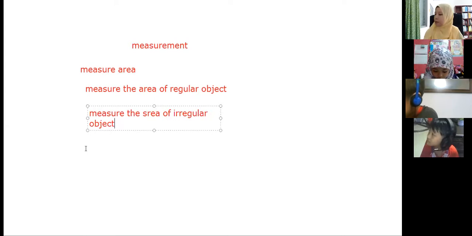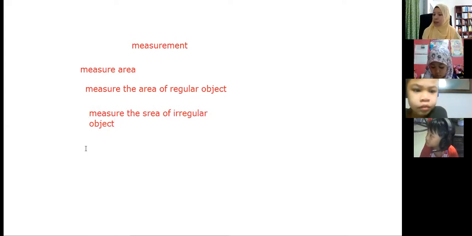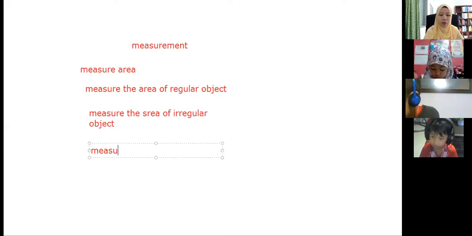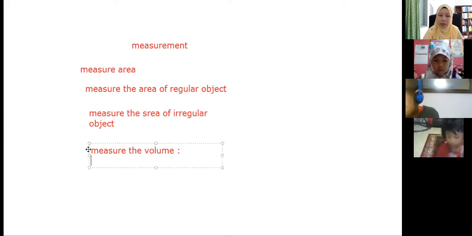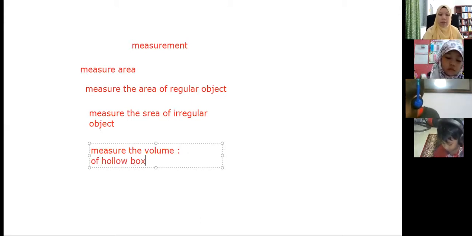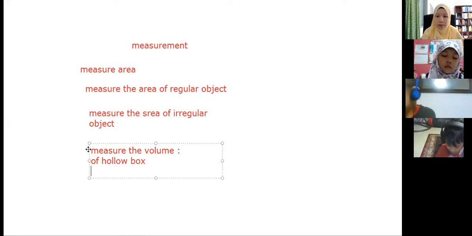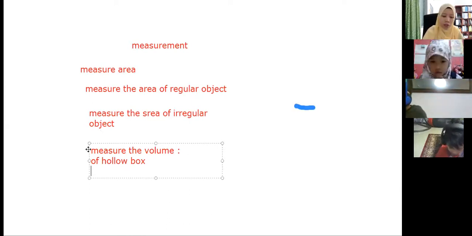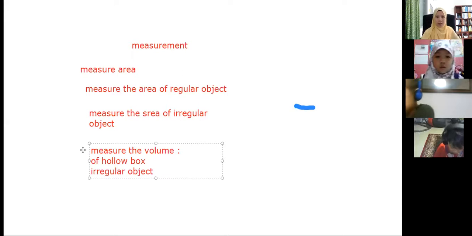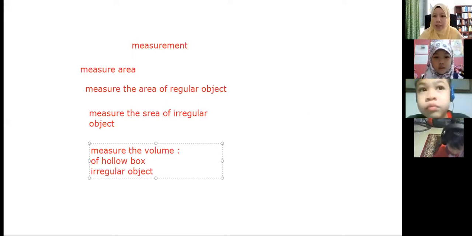Next, you have learned about what? How to measure the volume. Volume apa yang kita belajar? The volume of a hollow box. And you have learned how to measure the volume of irregular objects. Okay, these are the things that we have learned.